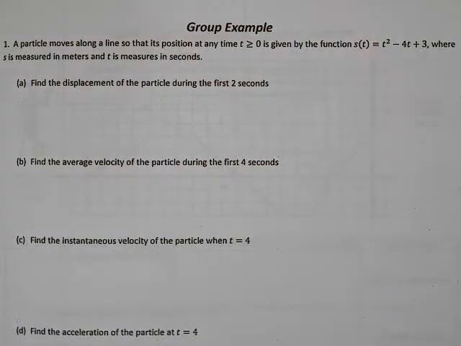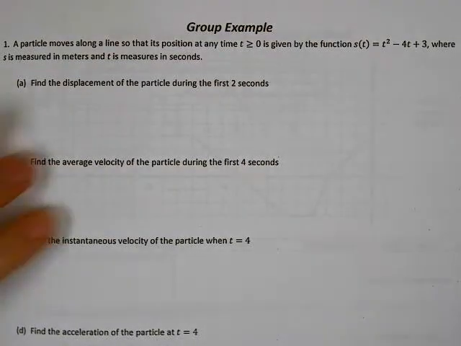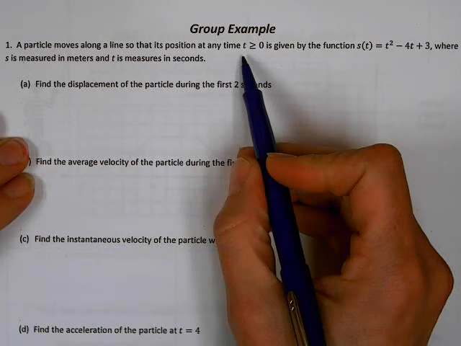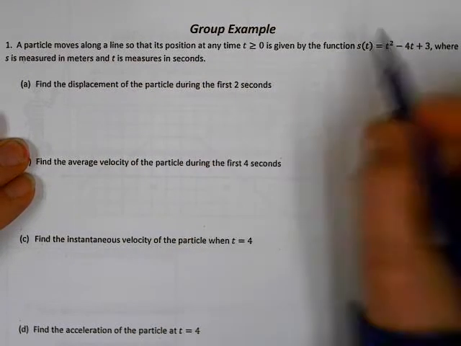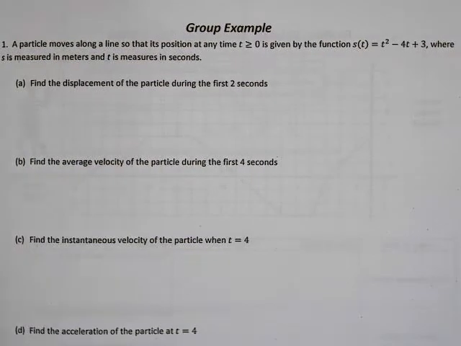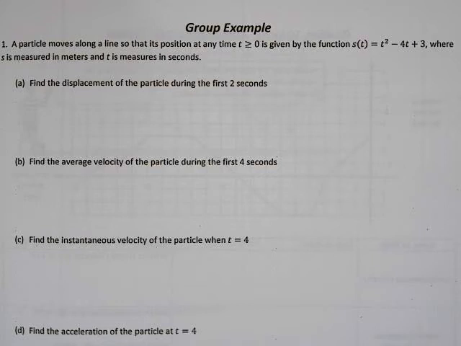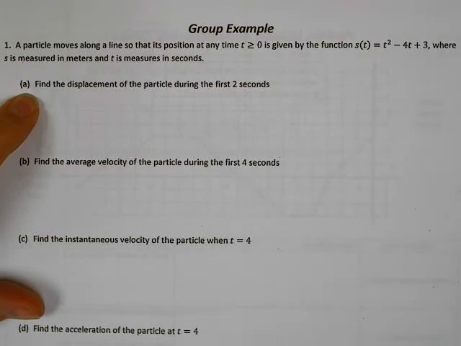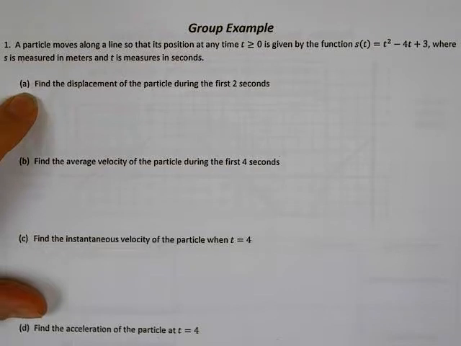So, in this problem we have a particle that's moving along a line so that its position at any time t is greater than or equal to 0 is given by this function. We have s is measured in meters and t is measured in seconds. So the first question they're asking is find the displacement of the particle during the first 2 seconds.